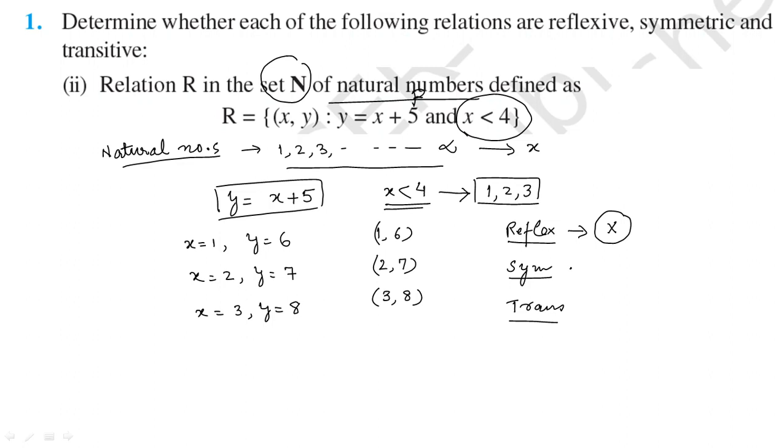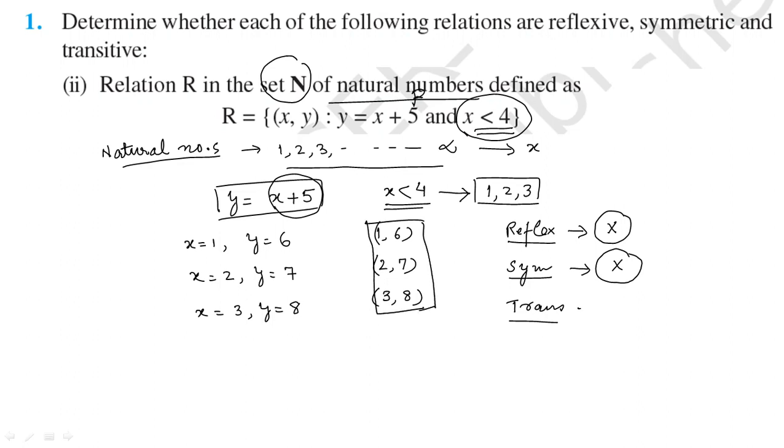And what about symmetric relation? If I insert 1, answer should be 6. If I insert 6, answer should be 1. But if I insert 6, answer is equal to 11. Also, 6 is not the valid point because x is less than 4. It means the symmetric property is also not satisfied in these parts because only 3 points are there.